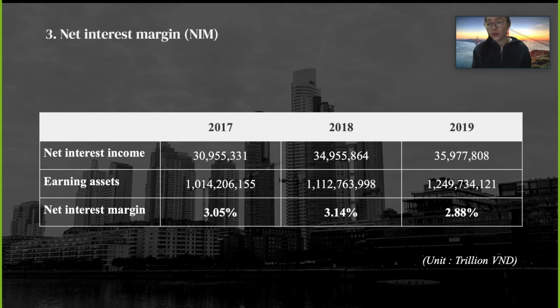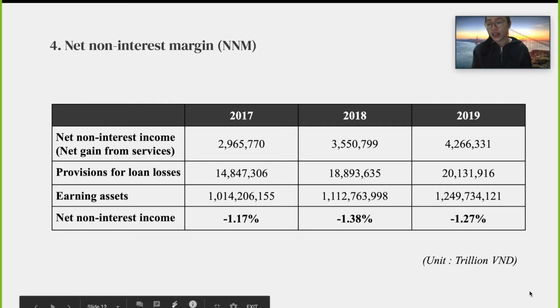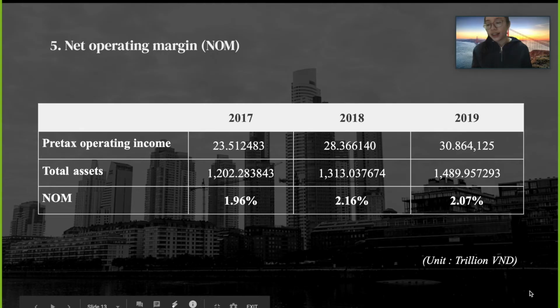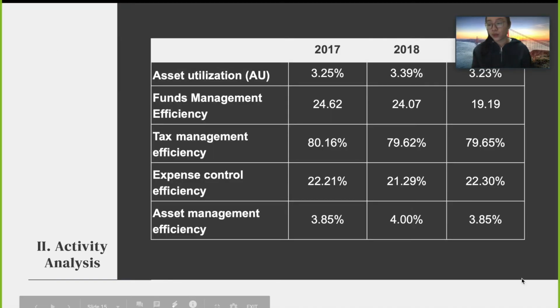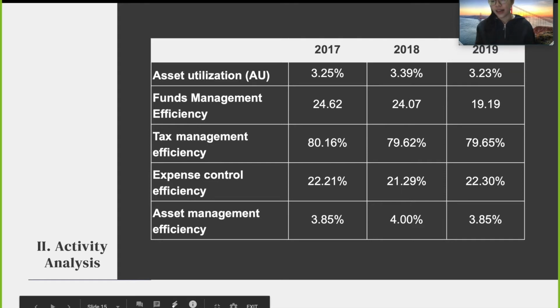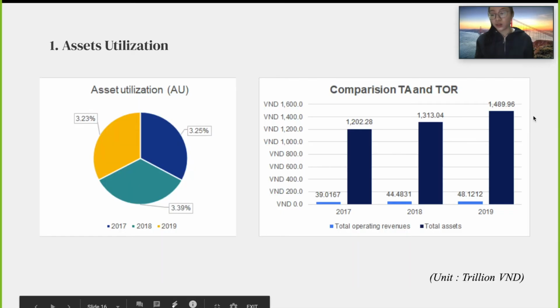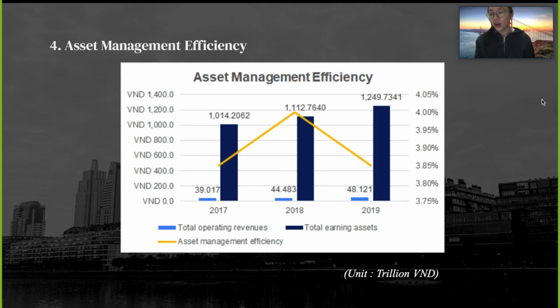Besides, we also created tables for other ratios such as the net interest margin, net non-interest margin, net operating margin, and the earnings per share. About the activity analysis, we need to pay attention to several data as listed on the screen. To summarize, all 5 listed ratios reduced year over year, showing the diminishing efficiency in operating BIDV.